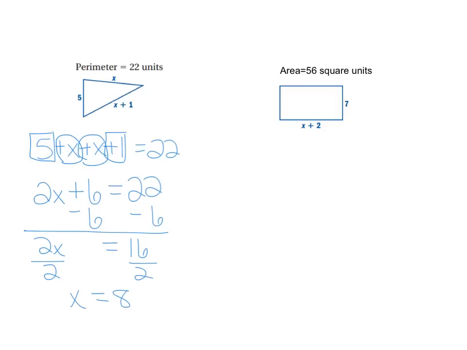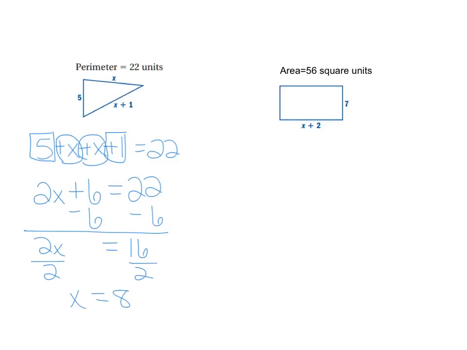I got that x is 8. Notice this did not have distributive property, so I combined like terms. 1x plus 1x is 2x. Those are my variables. My constants, 5 plus 1 is 6. I got a two-step equation. I solved it. I got x is 8.